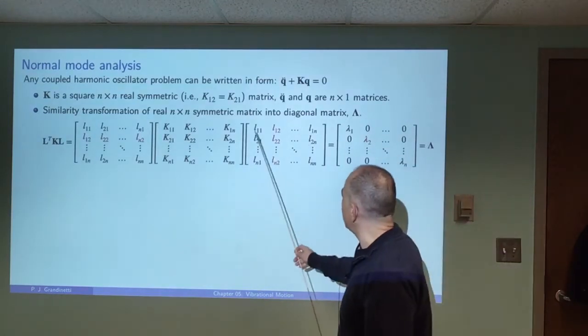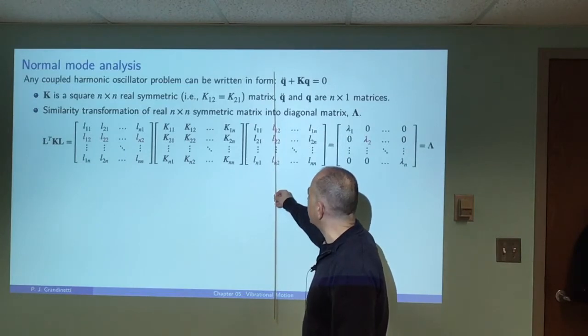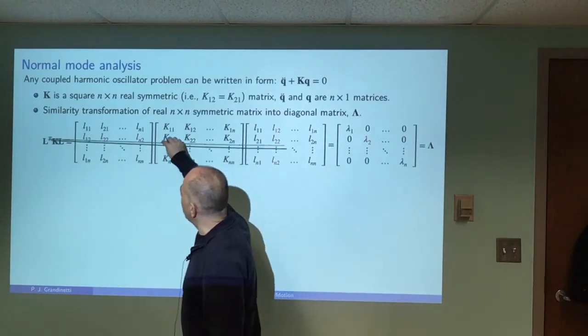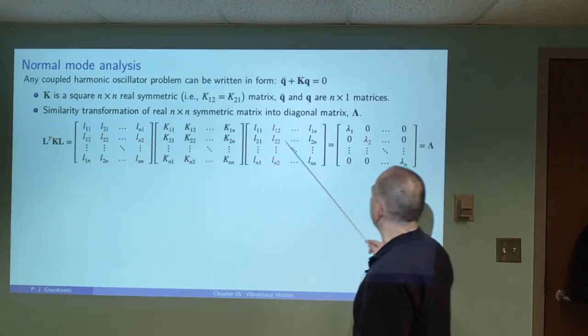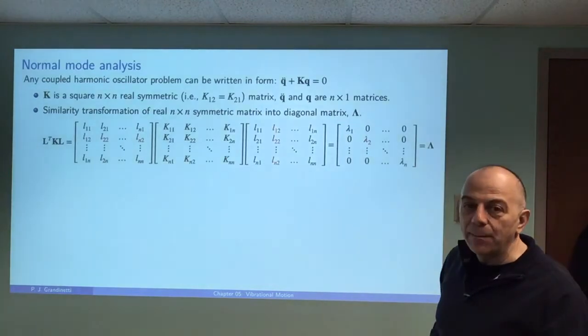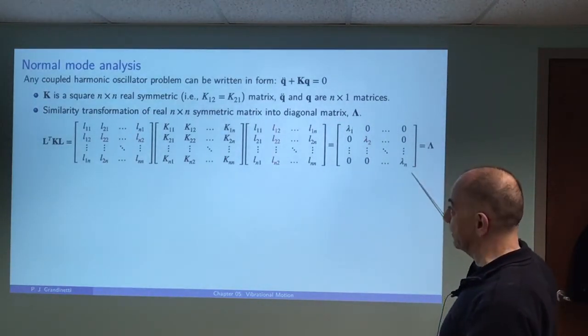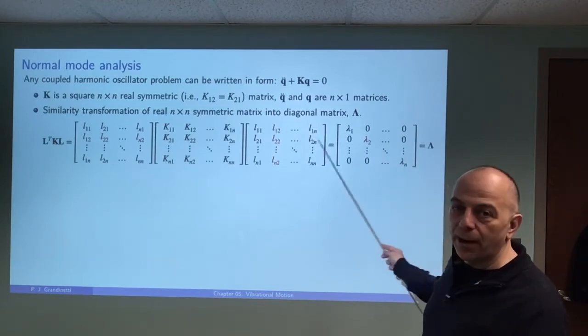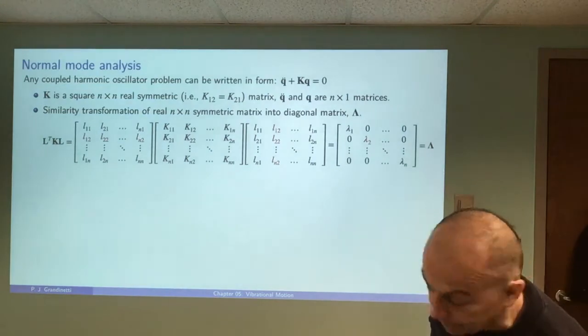So in this matrix here, this is the L matrix, the eigenvectors are represented as columns. Here it's the transpose, so the eigenvectors show up as rows. So this transformation will diagonalize our square n by n real symmetric matrix to give us a diagonal matrix. This is a very important property of our K matrix that we will be able to exploit.